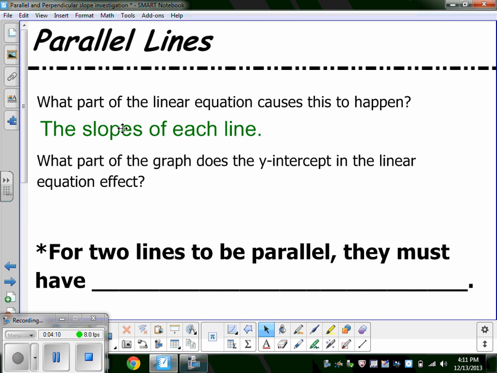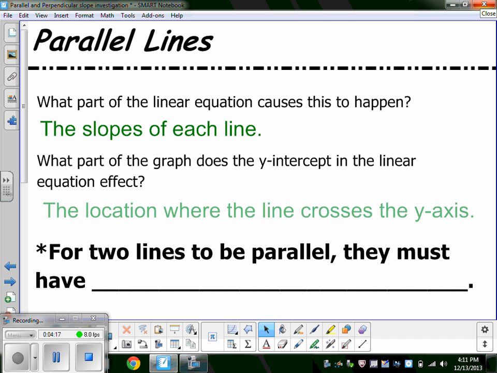Now, of course, we all know what part of the graph our y-intercept will affect. We know that that changes where our line will cross the y-axis, meaning it changes the height of where it crosses the y-axis. So really, for two lines to be parallel, the y-intercept will not affect it. The slope will affect it. Meaning, in order for two lines to be parallel, they must have the same slope.